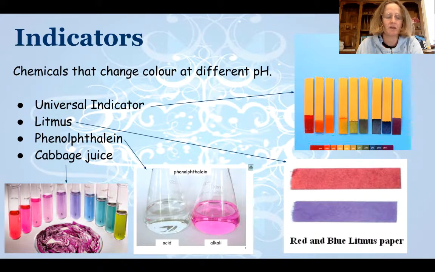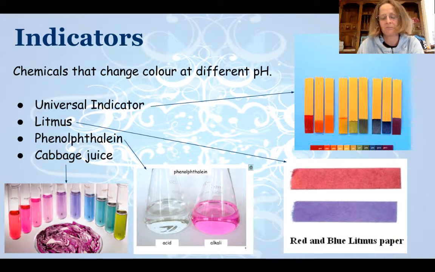Cabbage juice on the left-hand side, the picture at the bottom on the left, is similar in that it has a lovely range of colours. It's a natural indicator that we get from cabbages. Boil them up and you'll see that acids give you a very beautiful red colour through to alkalis which give a green colour. You may have seen that if you washed up any cabbage juice from steaming cabbage. It starts off red and you pop it into the soapy water and it goes green.